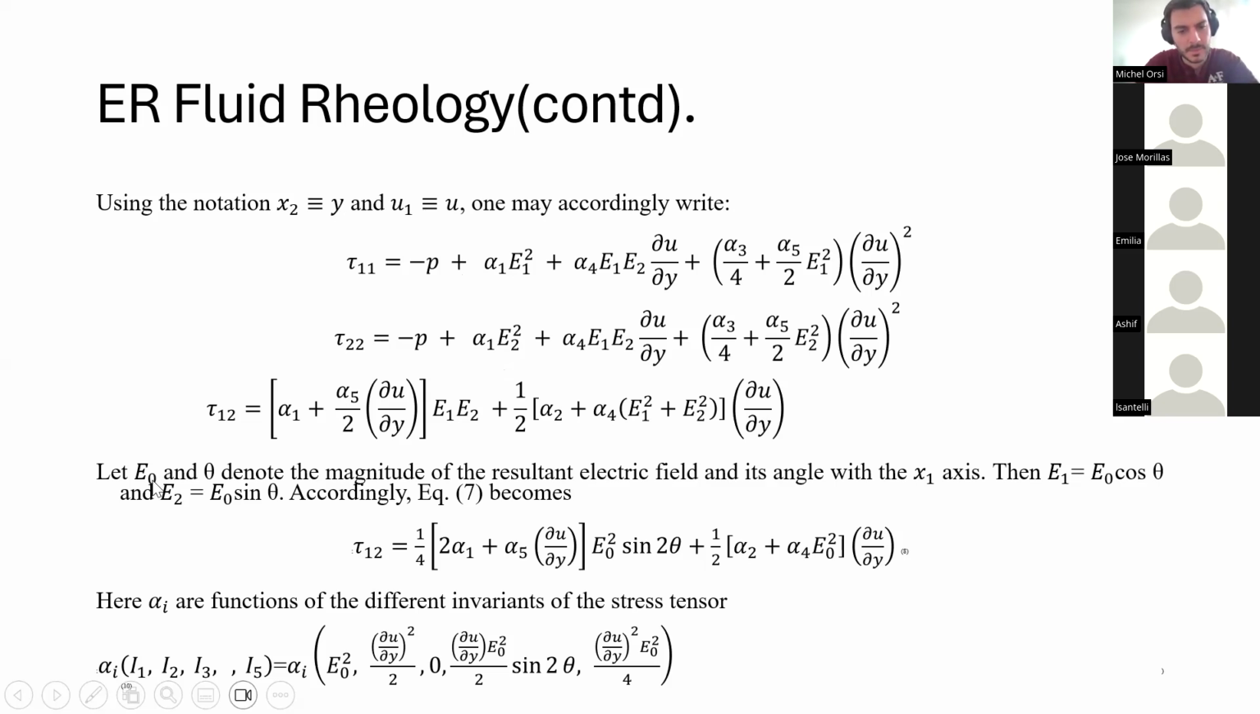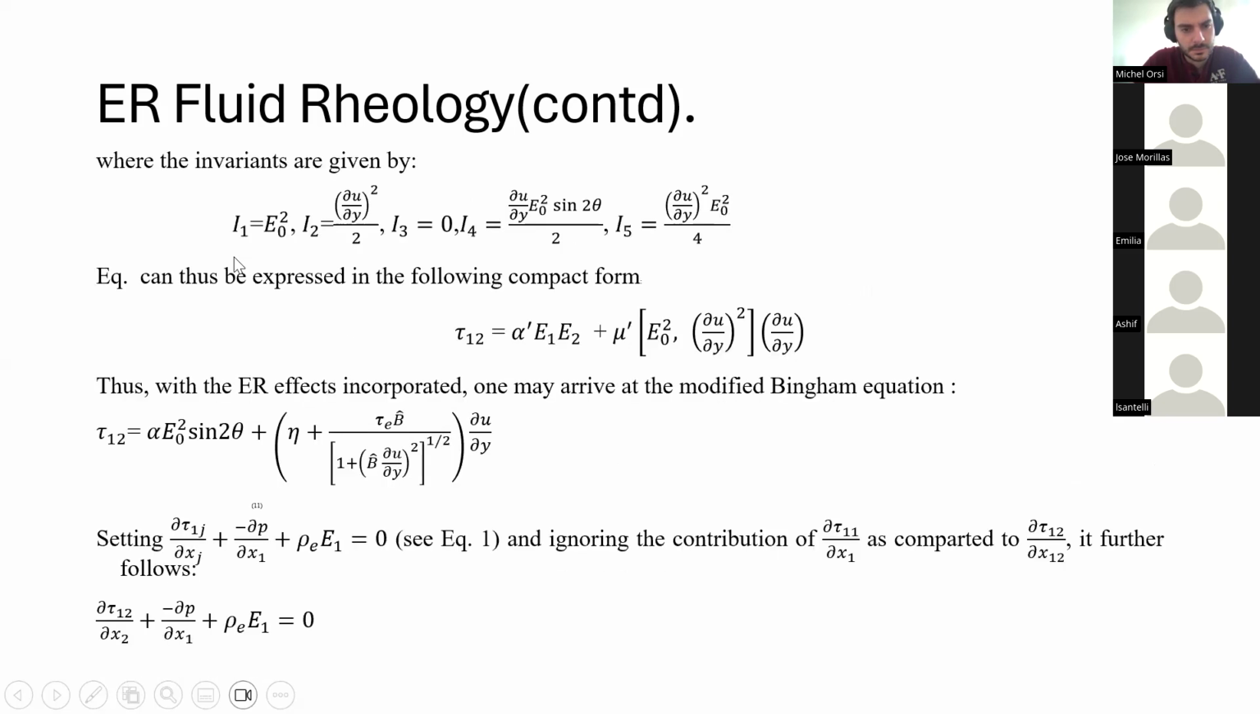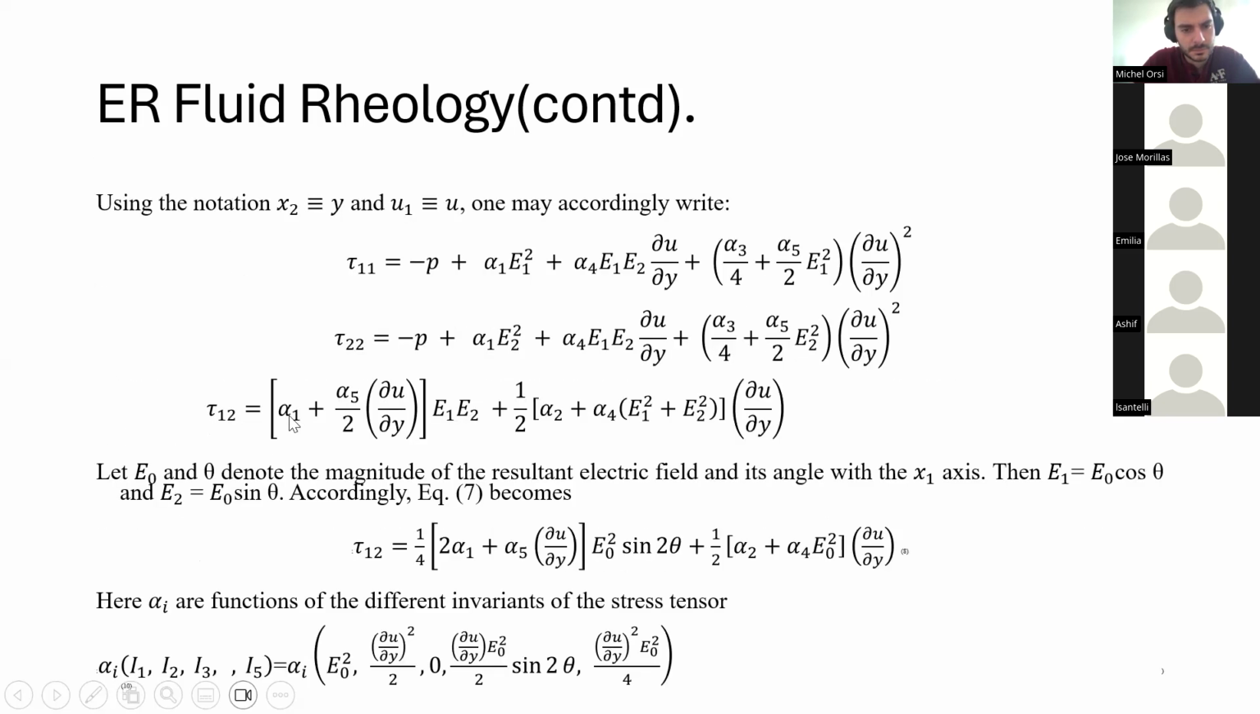So now we consider E naught and theta to denote the magnitude of the resultant electric field and its angle with the x-axis respectively. Then E1 is equal to E naught cos theta and E2 is equal to E naught sin theta. Then in this equation, the tau I2 can be written like this using these E naught and sin theta expressions. And then also alpha I can be written as the different invariants of the stress tensor.